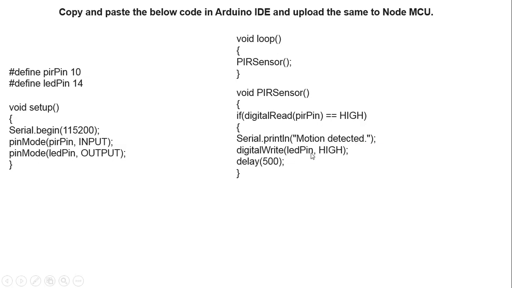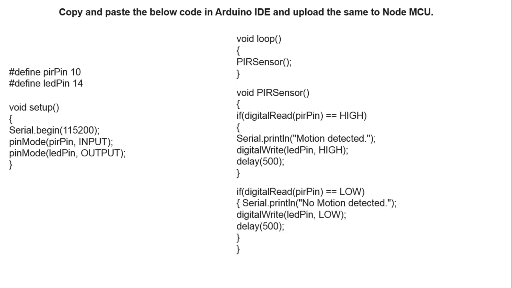prints "motion is detected". This statement, motion detected, is displayed on the serial monitor output. Then digitalWrite(LED, LED_pin, HIGH) means if there is any motion in the vicinity of, or in front of, that PIR sensor, then the LED will get on. So if the digitalRead of the pin is equal to HIGH, it means motion is detected, then the LED will go high, meaning the LED will be on. But it should be on for a particular time, so delay is 500, which means half a second.